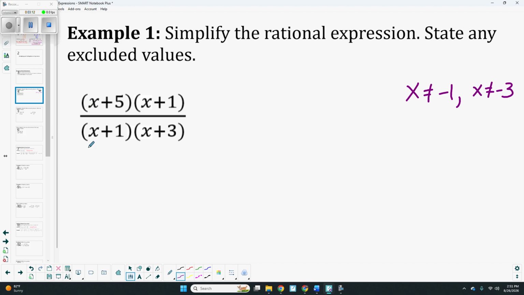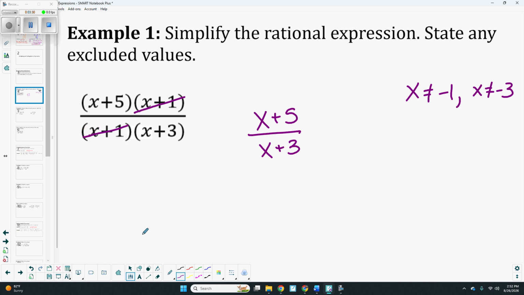But if I look at my factors, right? Factors being terms that are being multiplied by each other. I have an x plus 1 as a factor on the top and an x plus 1 as a factor on the bottom. So those factors would cancel out. And I'm left with x plus 5 on the top and x plus 3 on the bottom.